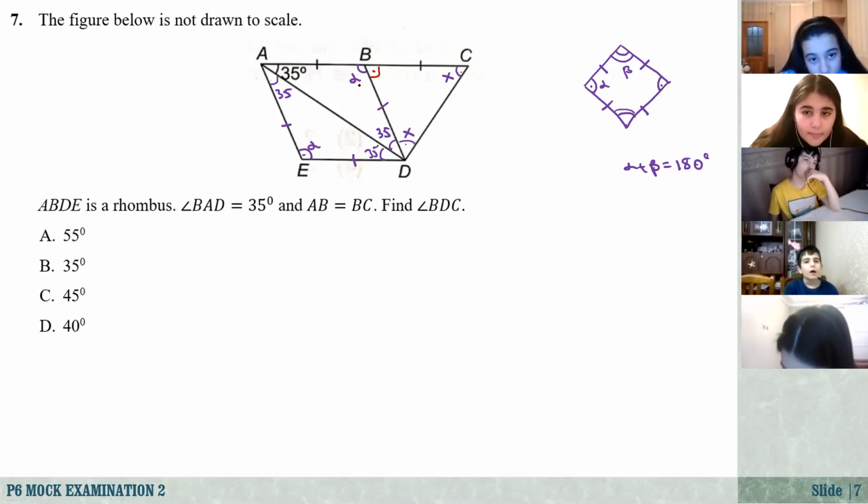Angle DBC or CBD. Can you see this angle? What is the measure of this angle?